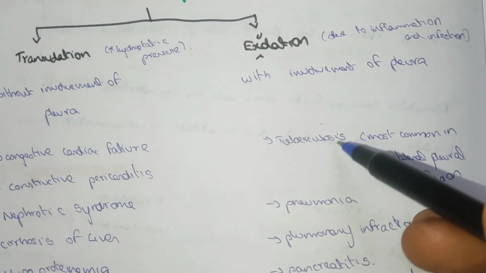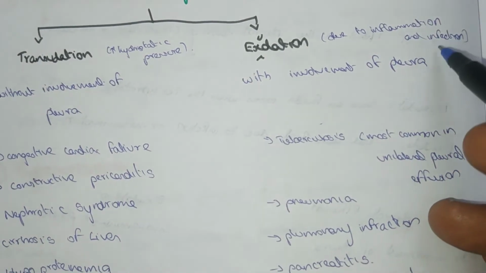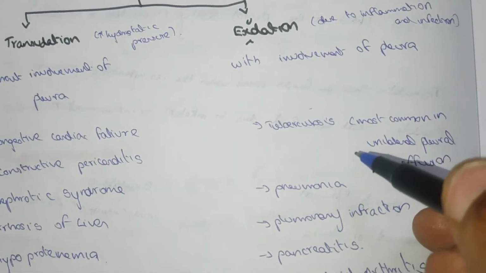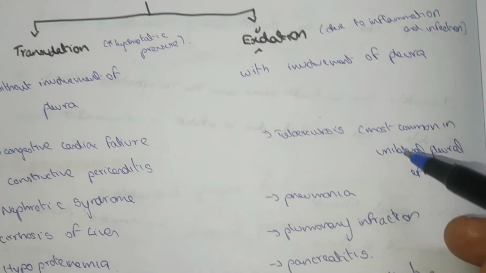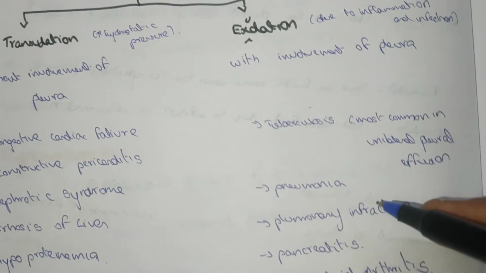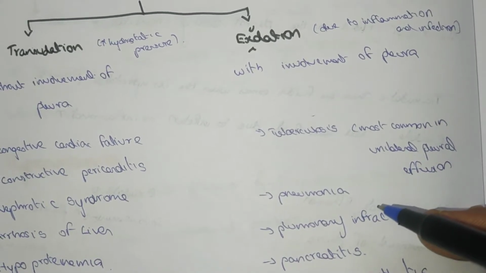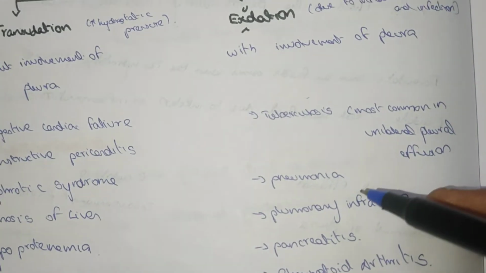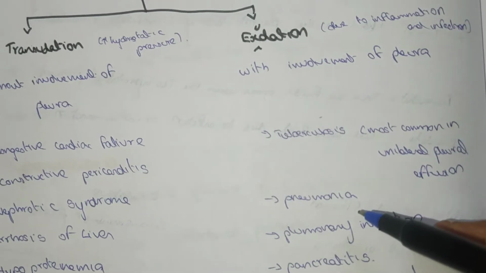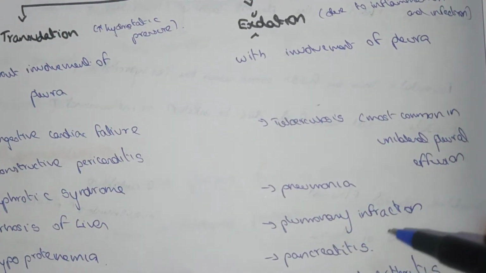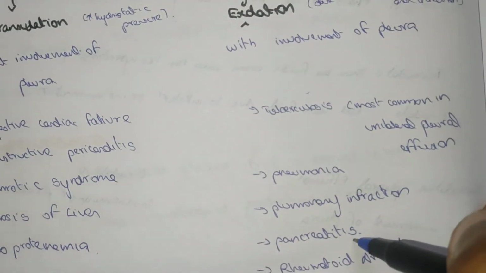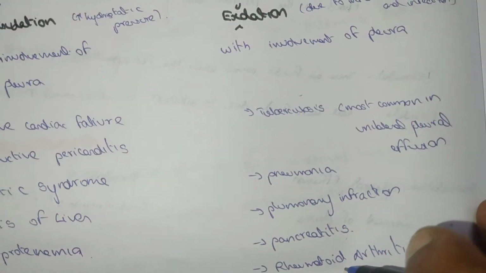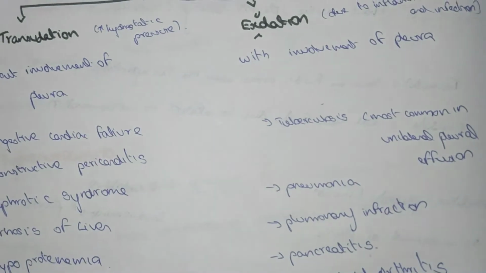Tuberculosis, due to infection, is the most common cause for unilateral pleural effusion. This unilateral pleural effusion which we most commonly see is in tuberculosis. Pneumonia, there is inflammation seen. Pulmonary infection, also inflammation is seen. Pancreatitis, which is inflammation, as well as rheumatoid arthritis, inflammation of joints is seen.